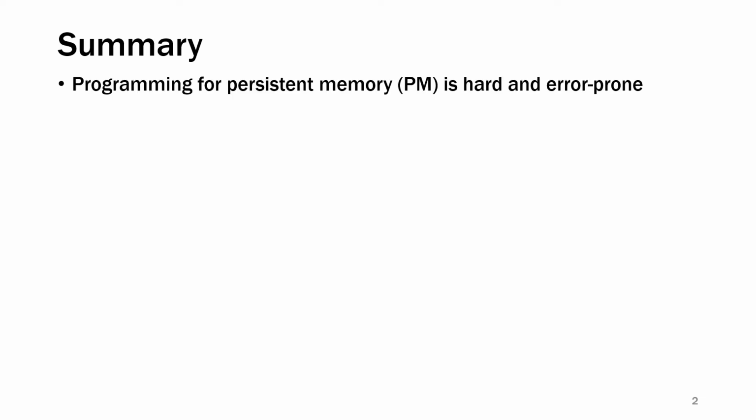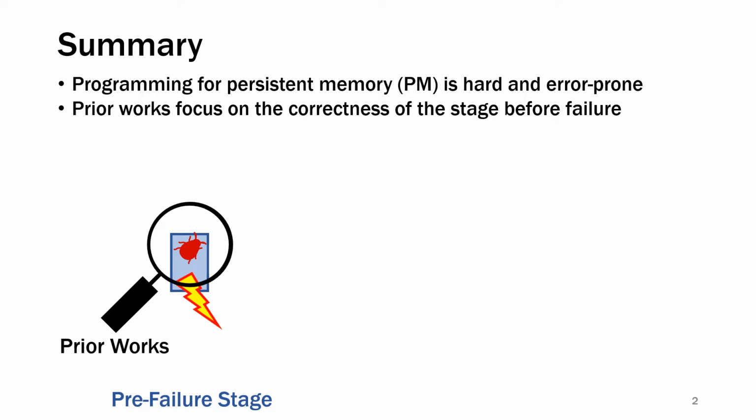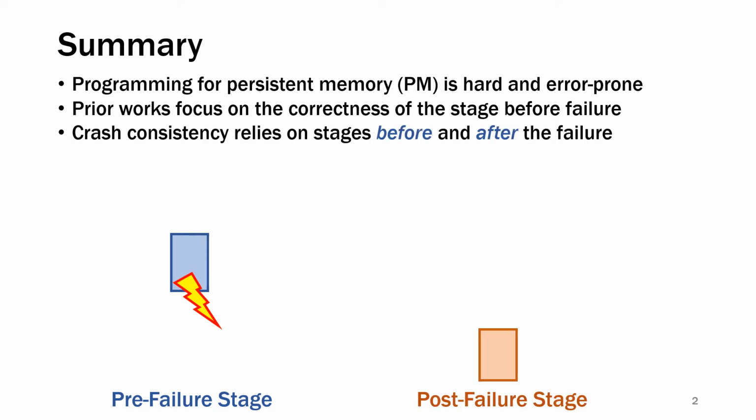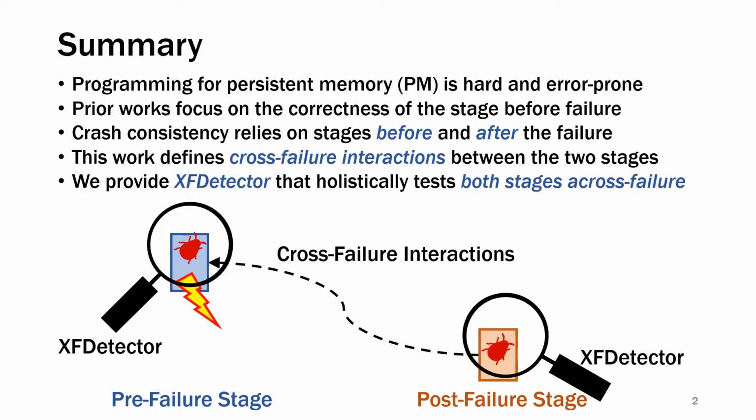First, I'd like to briefly summarize this work. Programming for persistent memory is hard and error-prone. Previous works have been focusing on the correctness of the stage before failure by providing detecting tools. However, crash consistency relies on the stage both before and after the failure. In this work, we define cross-failure interactions between the two stages and provide XFDetector, or cross-failure detector, that holistically tests both stages across the failure.